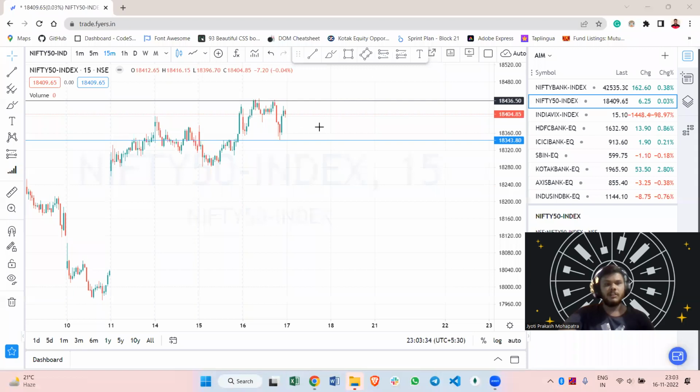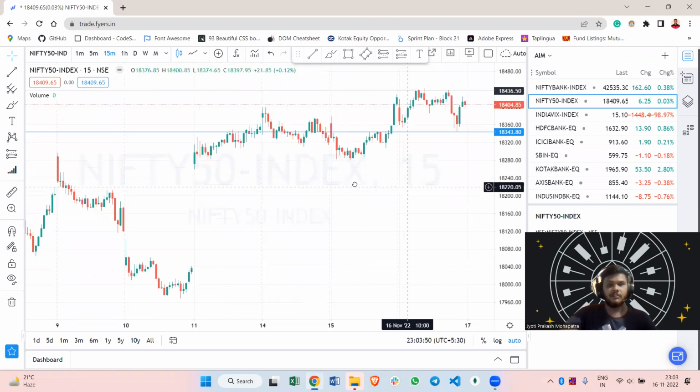So wait for the trend confirmation. After that you can take a trade for buying or selling. So I'm suggesting you, if it opens gap down or gap up, please wait for 15 to 20 minutes. After that you can take a trade as per your analysis.